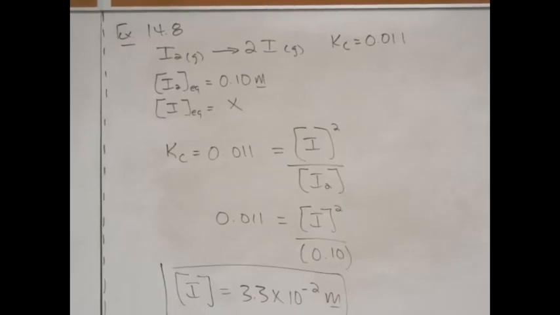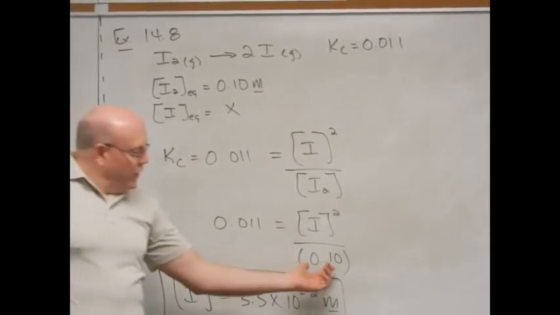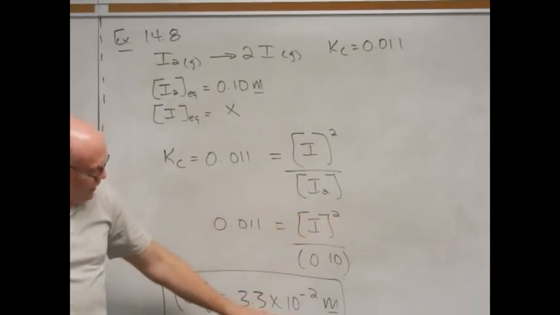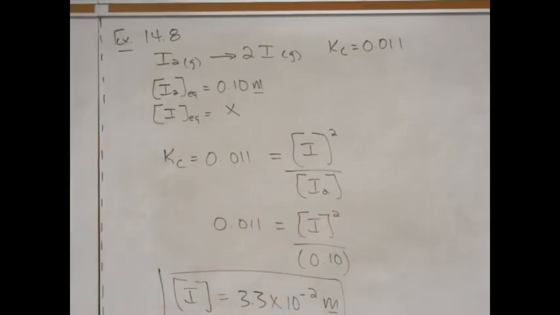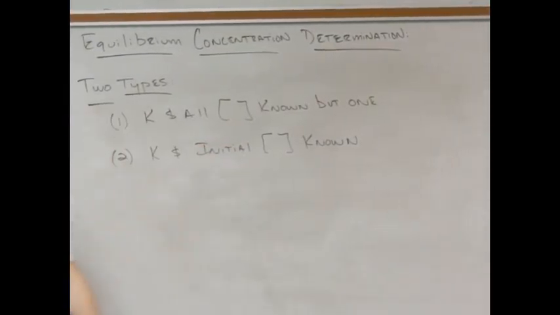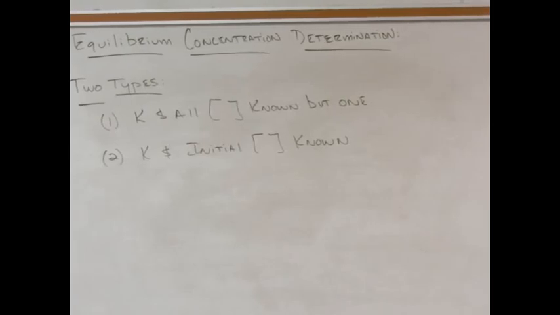So to solve for this, remember, we're going to take this, multiply it by this. You need to take the square root to get rid of that. This is the concentration again. That's one type of equilibrium. K was known. We knew all the concentrations except for one of them. We solved for the missing variable once you write your equilibrium expression. That's the one that takes the least amount of time.